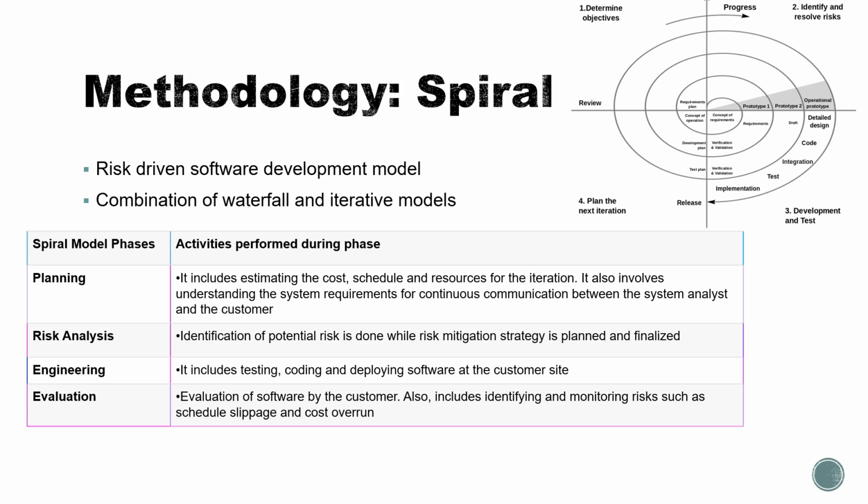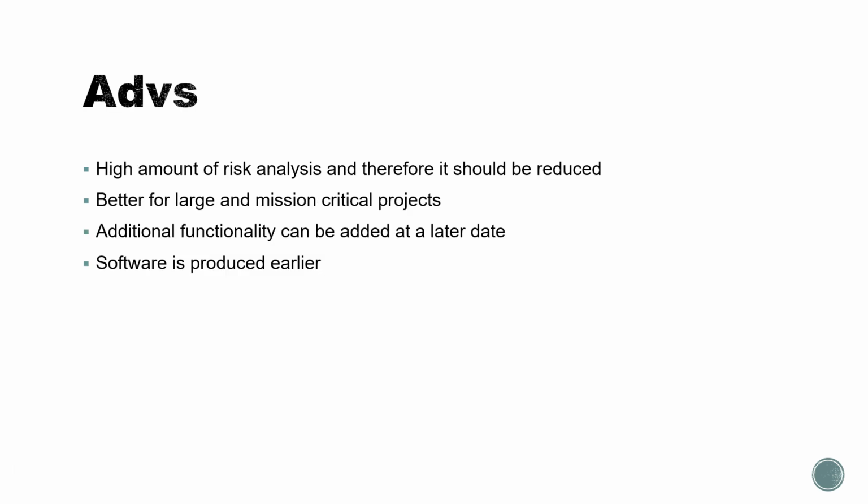But the critical difference between the Spiral and the others, in my opinion, is the amount of risk analysis, and therefore it will allow less risk within the project, or that is the idea behind it anyway. And therefore it should be better for larger and mission critical projects. So we talk about mission critical. It's not in your computer game, where if you have a mission, you have to do a certain thing. So you might have to, I don't know, acquire a certain amount of product, whatever that might be.